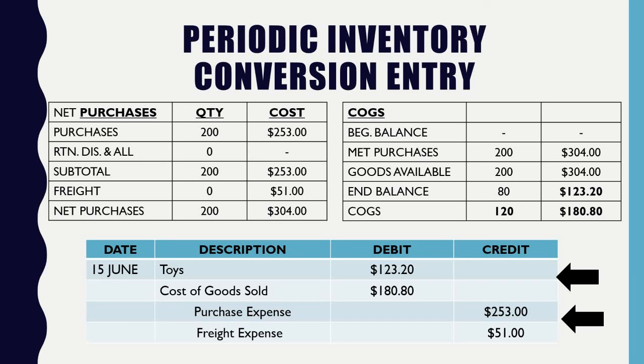So that's how we deal with inventory, and this is what we do at the end of a given period when we're given two items. We took a physical count. We know what method we're using to calculate our cost of goods sold, and we're given the ending balance, or the total quantity left in inventory. Okay, so that's how we deal with FIFO and how we do the conversion entry.